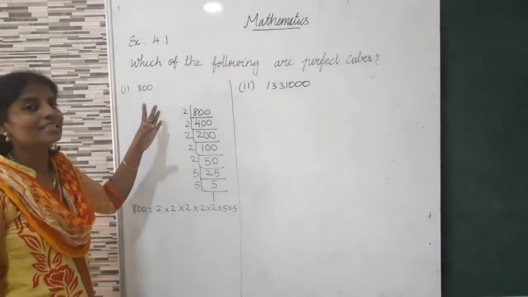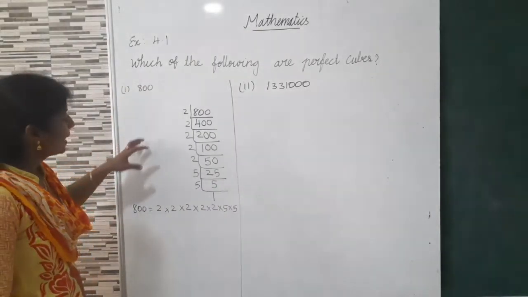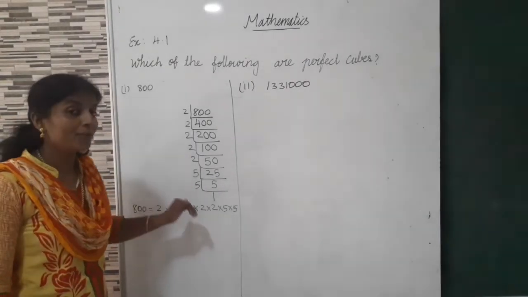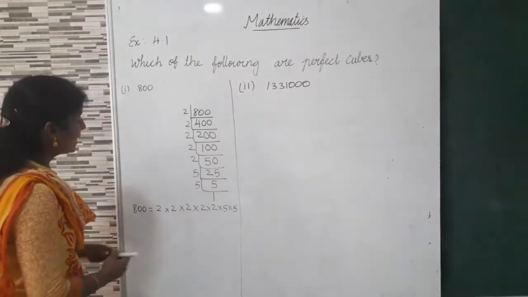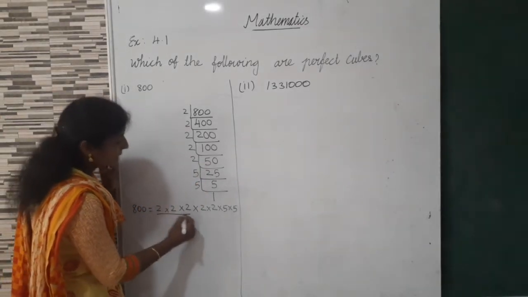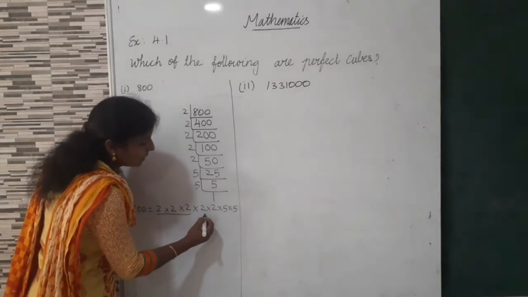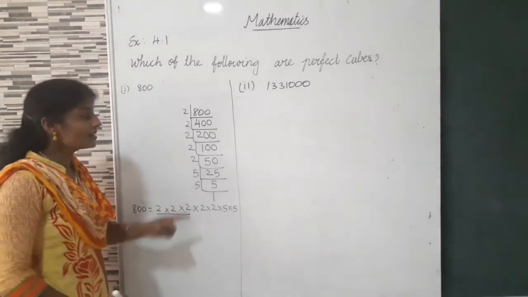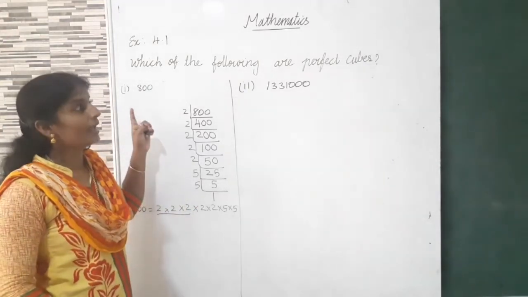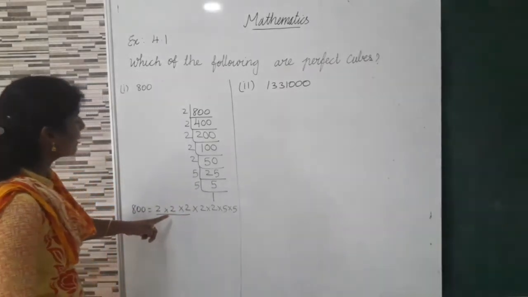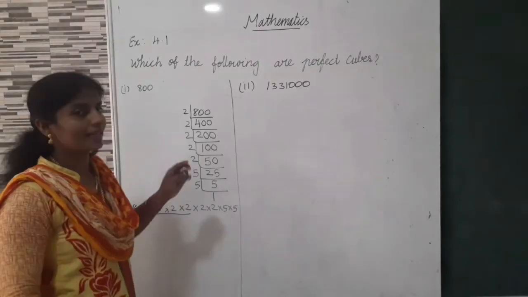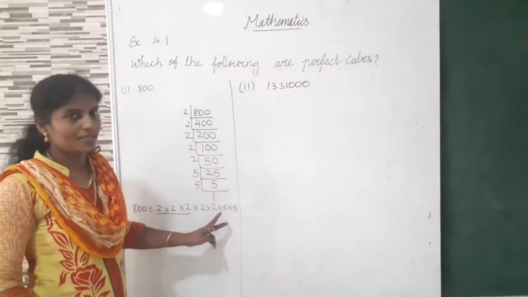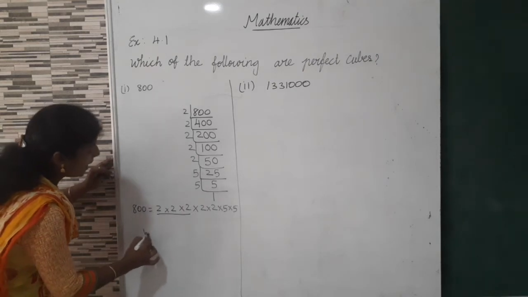800 is a perfect cube means each prime factor appears thrice. Here 2 appears 3 times, but here only 2 times, and 5 also 2 times. So we can't say 800 is a perfect cube. Now here one prime factor appears 3 times, and the other 2 prime factors appear only 2 times, isn't it?